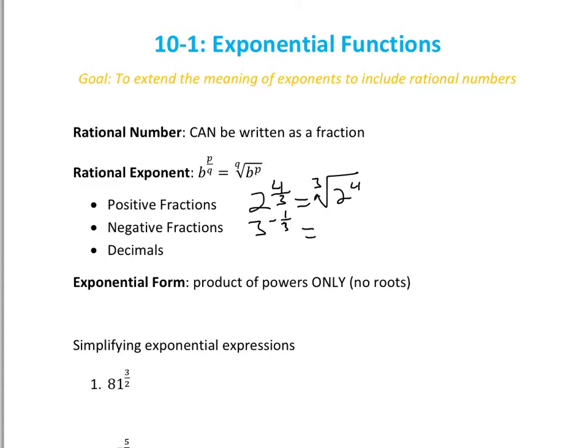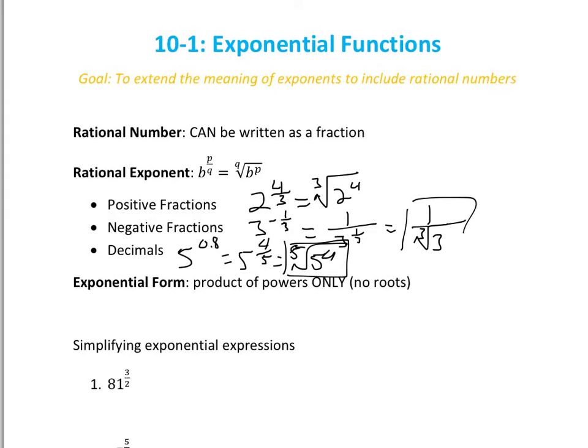Okay, 3 to the negative 1/3. Remember, you just treat that as a regular negative. All right, the negatives just mean reciprocal, so 1 over 3 to the 1/3, and 3 to the 1/3 we can change to the cube root of 3 to the 1st, or just 3. Okay, so those would be the same. And with a decimal, you just convert back to a fraction. So if you had, let's say, 5 to the 0.8 power, well, convert that to 5 to the 4/5 power, which we can make the 5th root of 5 to the 4th. Okay, so those are just some real basic things of what we could do with these.